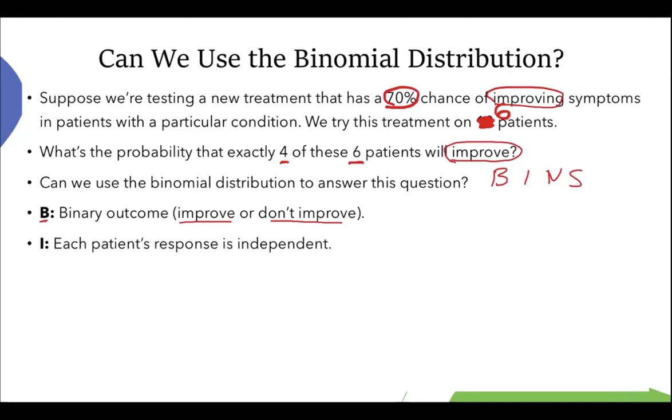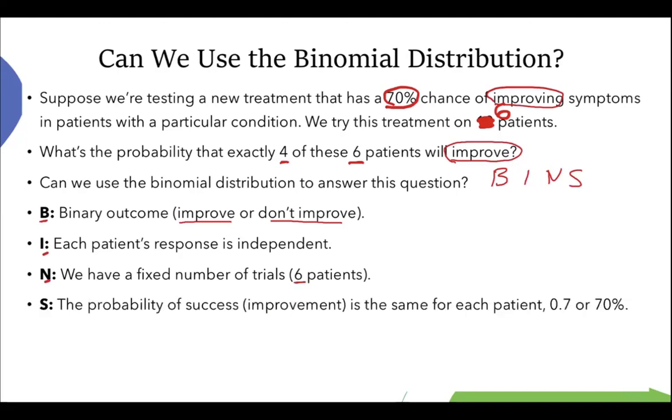I, independent. Each patient's response is independent. We're treating each patient independently, so one patient's success does not influence another patient's success or failure. So I is satisfied. N, do we have a fixed number of trials? Yes, we have 6 patients. And S, the probability of success, which is considered improvement. Is that the same for every patient? Yes, it is. For every patient, it's 0.7 or 70%.